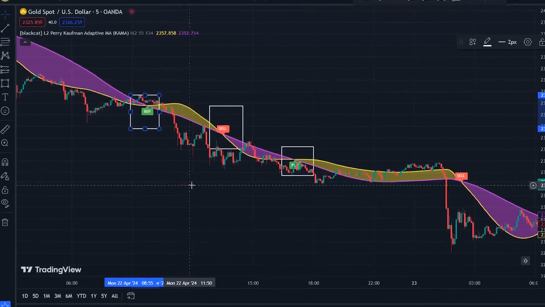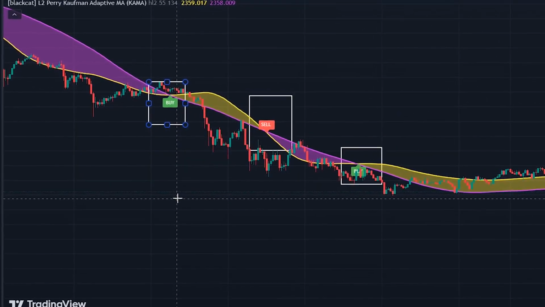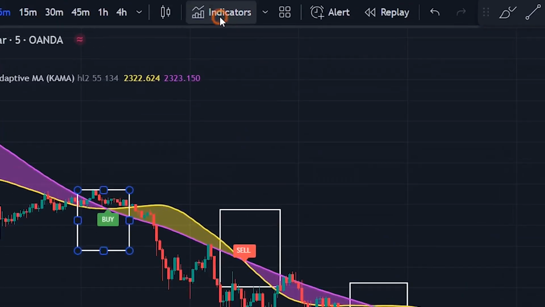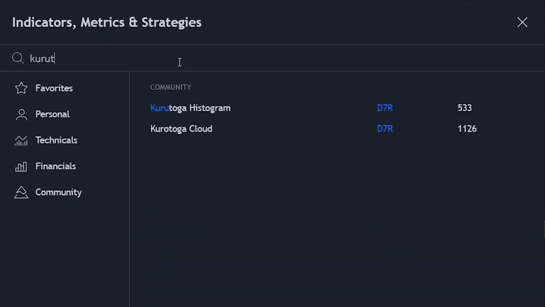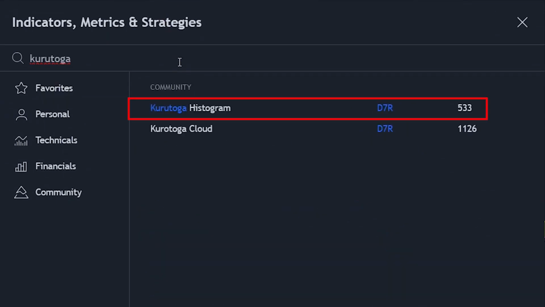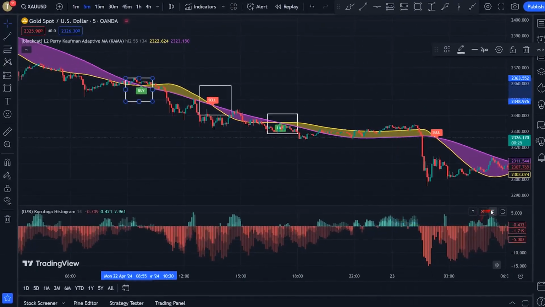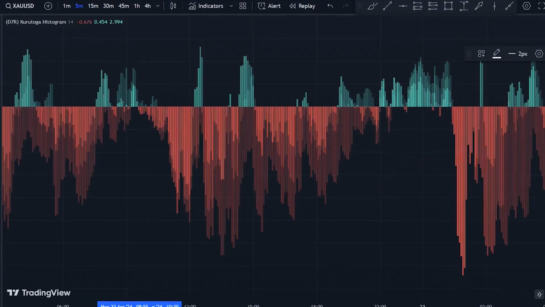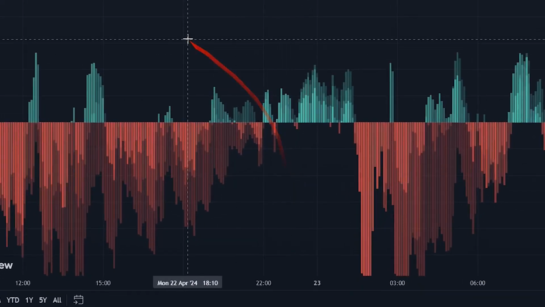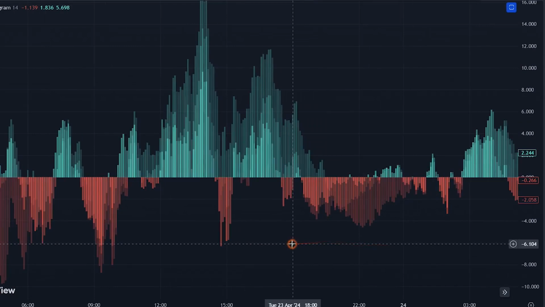To identify these incorrect signals and avoid entering trades mistakenly, we need to add another indicator to our chart. For this, go to the Indicator tab and search for Coga histogram. When you find it, add it to the chart. I recommend using default settings. This indicator is very powerful and can help us greatly in identifying incorrect points and trends. It helps us differentiate between trending and sideways markets.